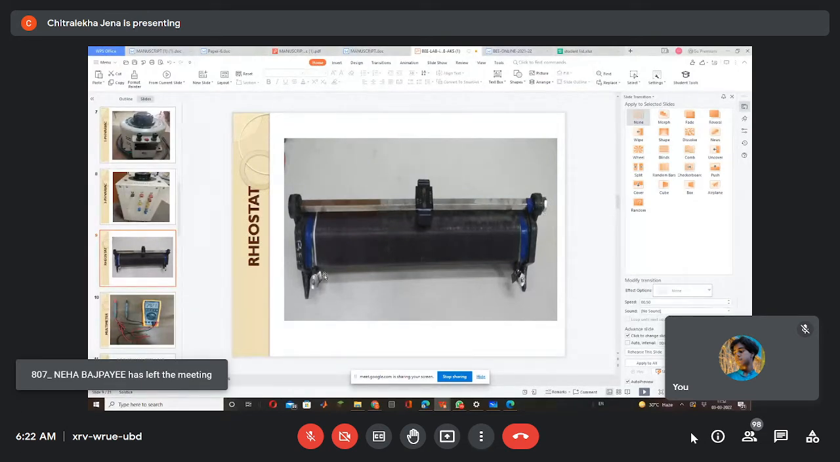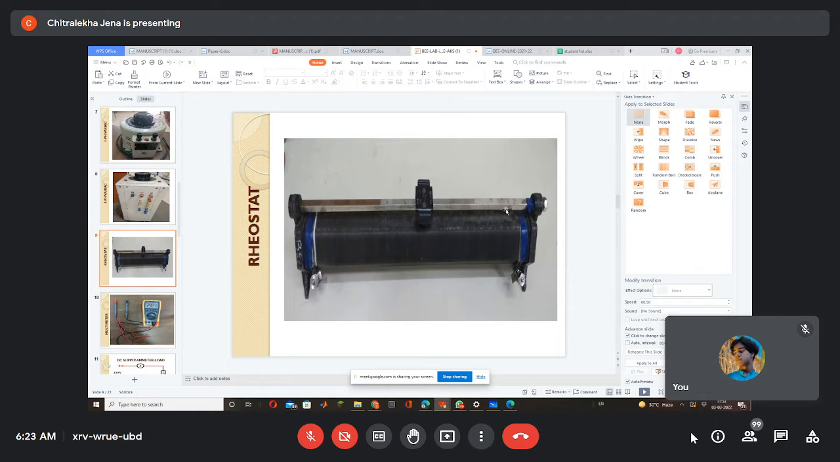If you are connecting between the 2 fixed points, then whatever is the maximum resistance, you will get it. Suppose 100 ohm is the maximum resistance, it will be written here, then you will get the 100 ohm resistance. But if you are connecting one fixed point and another variable point, then you can get resistance from 0 to 100 ohm.